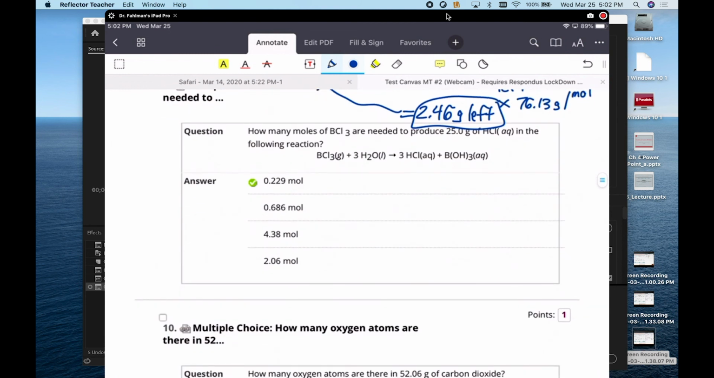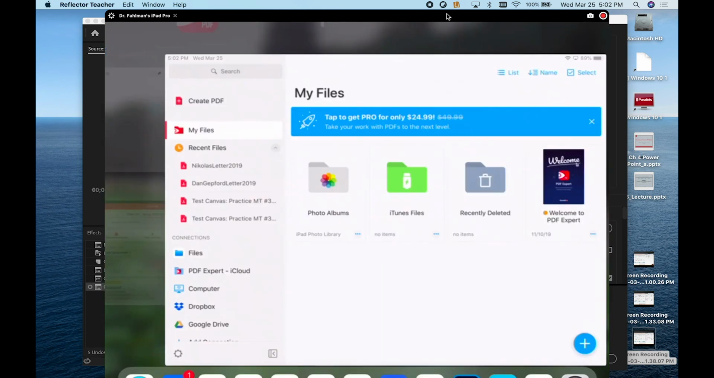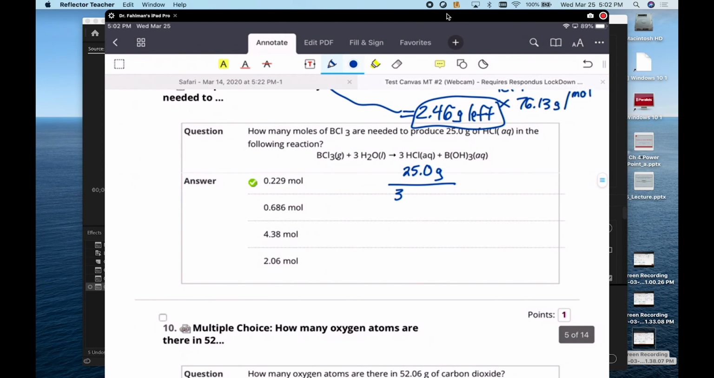All right, next one. How many moles of boron trichloride are needed to produce 25 grams of HCl? In this case, we have 25.0 grams divided by, chlorine, just to make sure, yeah, 35.45. So that's 36.45 for HCl. So 25 divided by 36.45 is 0.69 moles of HCl.